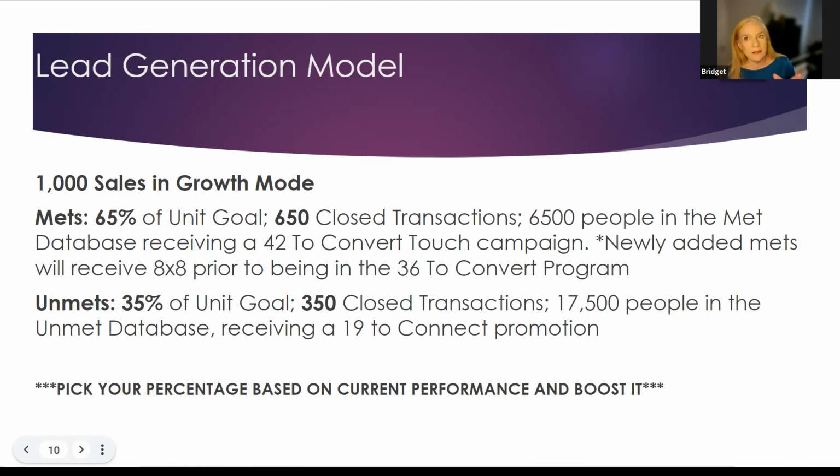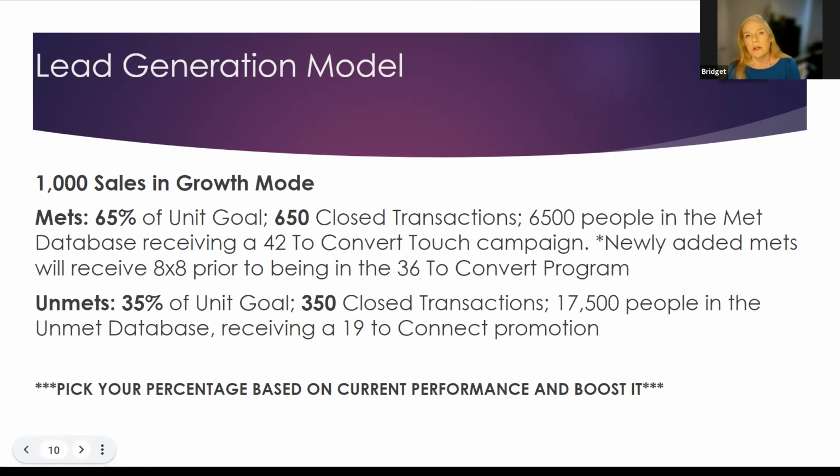Meaning you didn't sell 979 last year and now you do 1,000. No, like, you did 300 or 400 or 250 or 100, and you want to make that big jump. Okay. So this is for growth mode, because by the way, the formula would be different if you just wanted to sustain what you're doing. That formula is different than for growth.